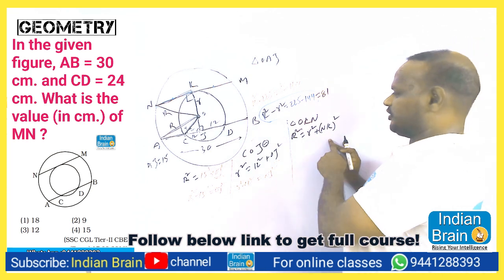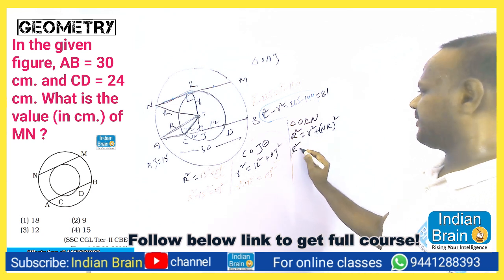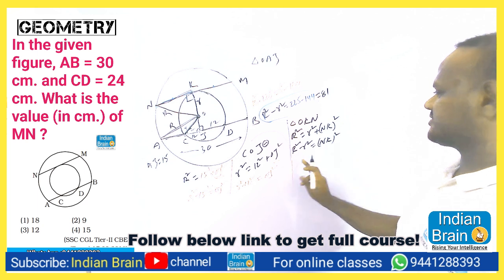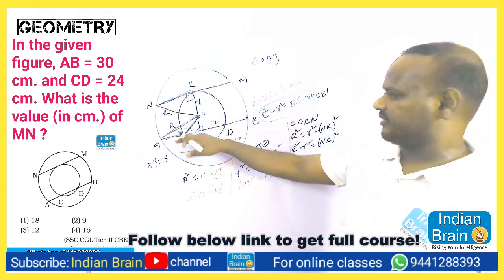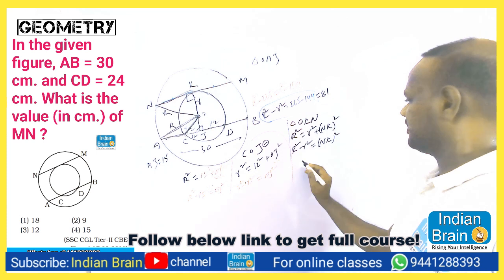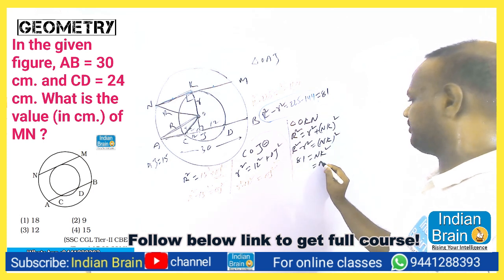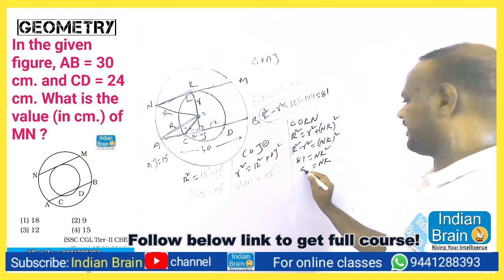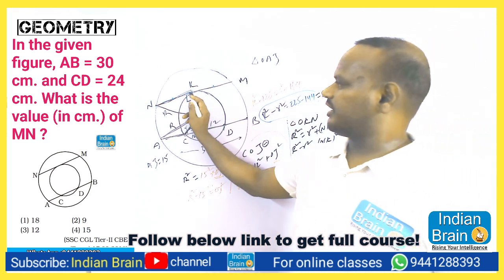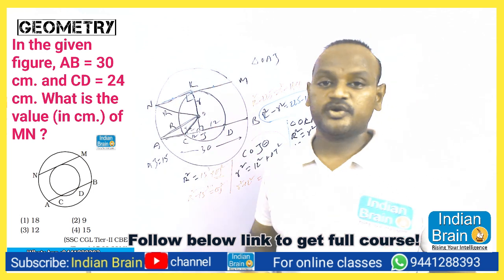If I know the NK value, how to get it? Just subtract. Capital R square minus small r square is equal to NK square. Yes, I know the value according to the first diagram, the downside part, the relation between capital R and small r. That is 81. So 81 is NK square. Logically, NK value will be 9. I got the NK value, but I don't want only NK value, I want the MN value, right?